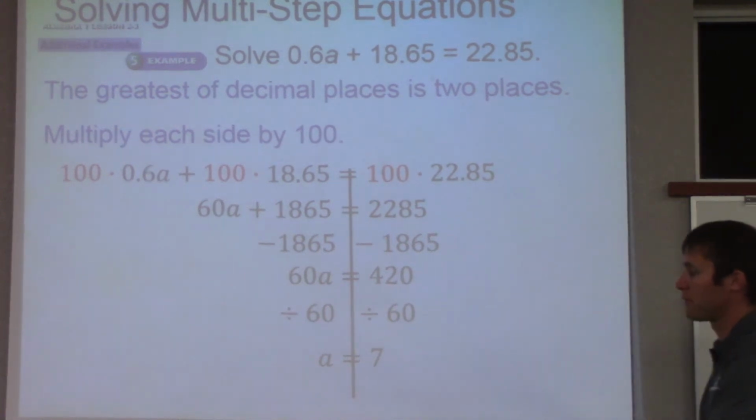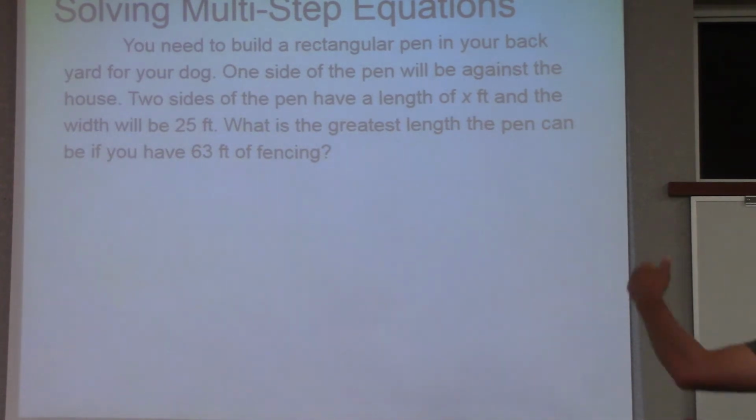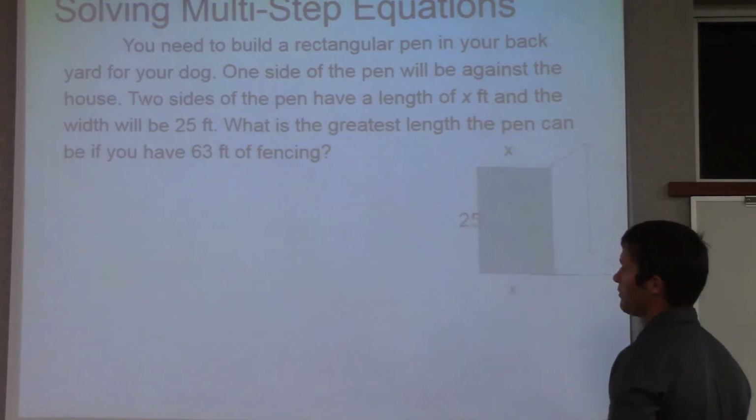Our last example for today is a story problem. So if you look at it, you need to build a rectangular pen in your backyard for your dog. One side of the pen will be against the house, and the two sides of the pen have a length of X. So we have two sides, and I'll draw the picture right here.